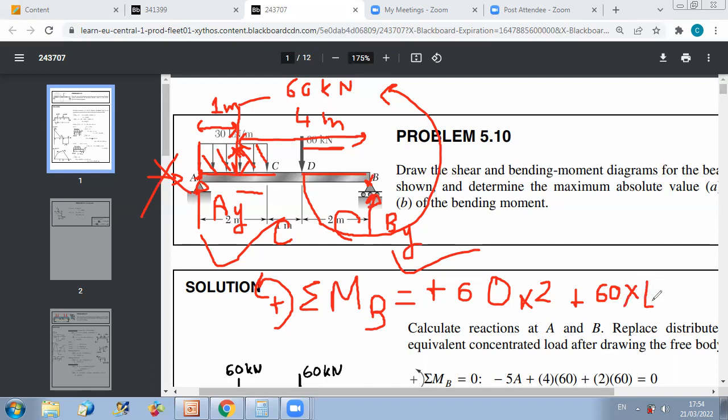And finally, you have AY. Now, we consider that AY is positive up. This is an assumption, okay? If you get a negative AY, this means that your assumption is wrong, then AY should be downward. But here, you can expect that AY is up because already the concentrated force and the distributed force both are creating counterclockwise moments about B. So for equilibrium, AY should be upward to create a clockwise moment opposing the two moments created by the distributed and the concentrated force. This is why here it's minus AY times the total distance between AY and B.